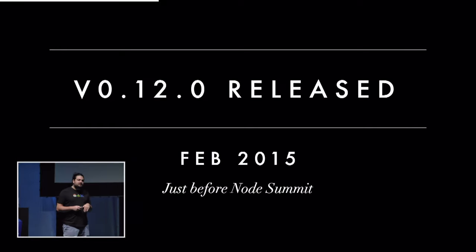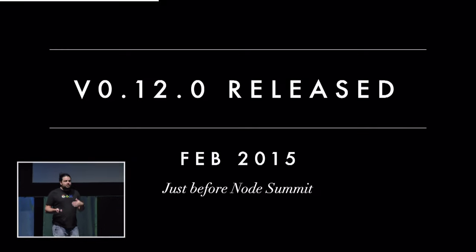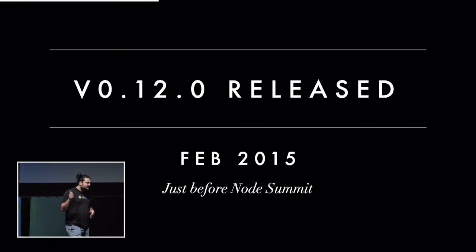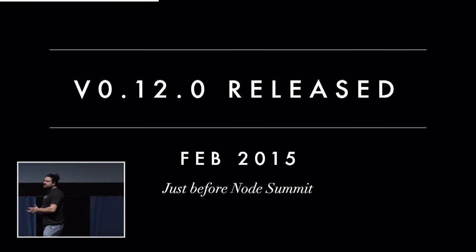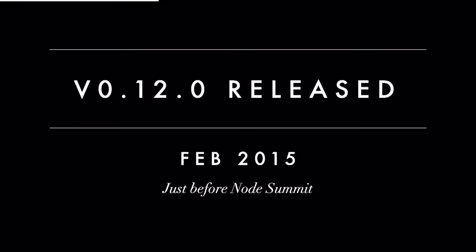In February of 2015, right before Node Summit, Joyent released v0.12. v0.12 did not have any of the updates that were happening in the io.js project. It had a slightly updated version of V8, which was still quite old, unfortunately. And it had some updates to internationalization, which was very useful. But it had still continued to go further away from the direction that a lot of the community had been working on.